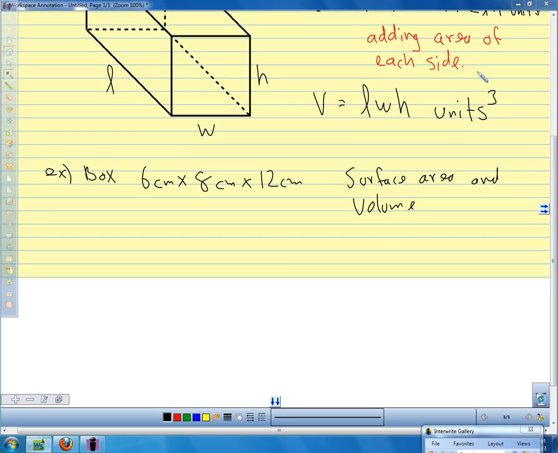So for the volume, let's do the easy one first. The volume is going to be 6 times 8 times 12. I calculate that out, and I get 576 centimeters cubed.